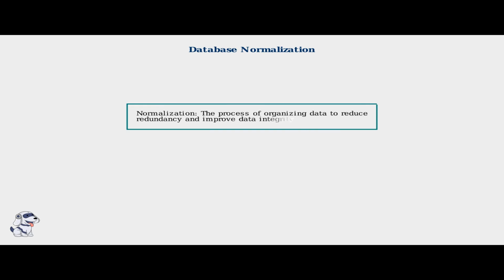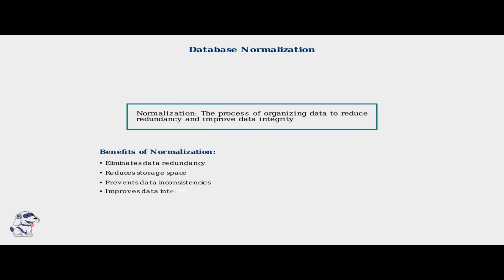Normalization is a fundamental database design principle. It involves organizing data across multiple tables to eliminate redundancy and maintain data integrity. This process brings several important benefits to database systems.